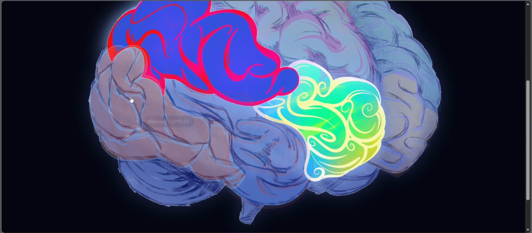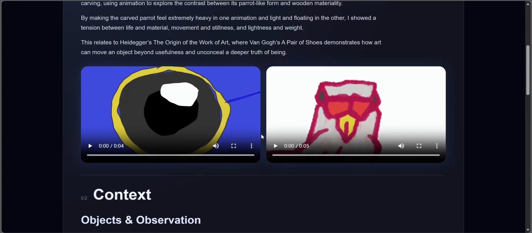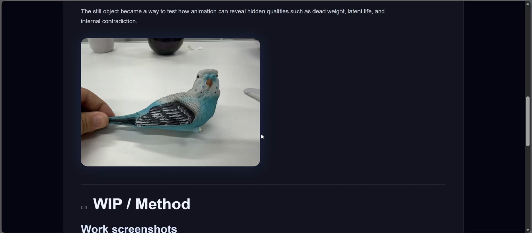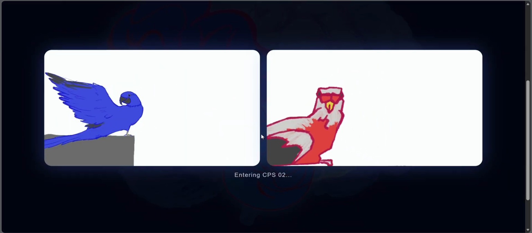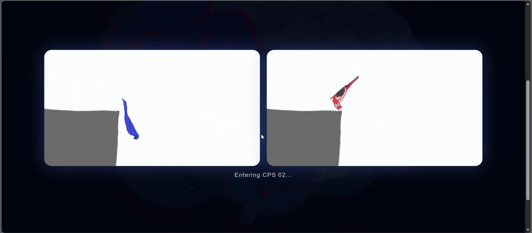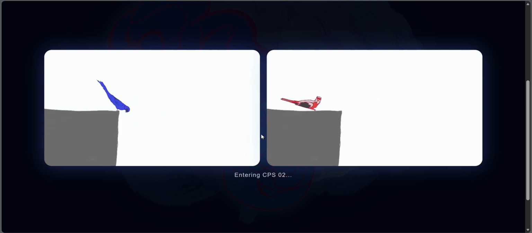In week 3, the theme was objects and observation. I used the randomly assigned wooden parrot as my object. I created 2 short animations around it. One animation emphasized its heaviness and stillness, while the other expressed lightness and floating. This allowed me to explore the tension between materiality and a sense of life.